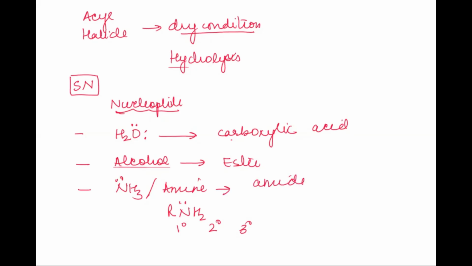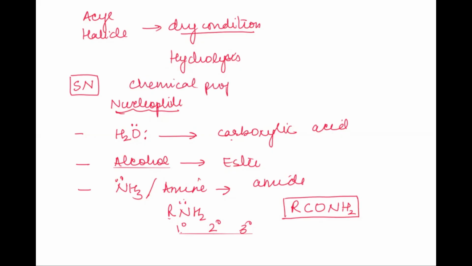So what was the difference between amine and amide? Amine was an alkyl group attached to NH2, and the amides were the carboxylic acid derivatives where the OH was substituted by NH2, right? So this is the general formula for amides. When they combine with either ammonia or amine, primary, secondary, or tertiary, they will give you amides, and these amides are again primary, secondary, and tertiary depending on the type of amines they are reacting with. So these are our three basic chemical properties shown by acyl halides.